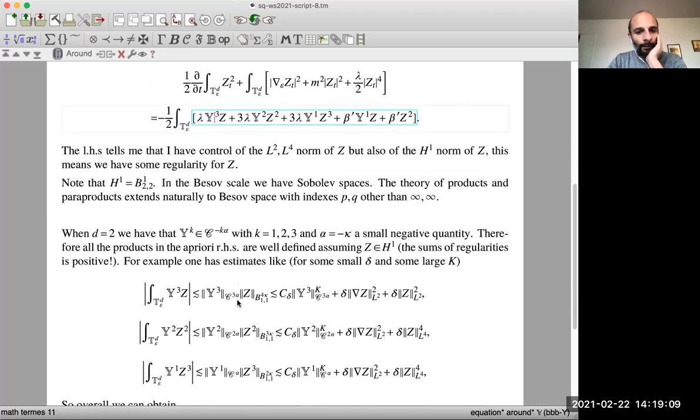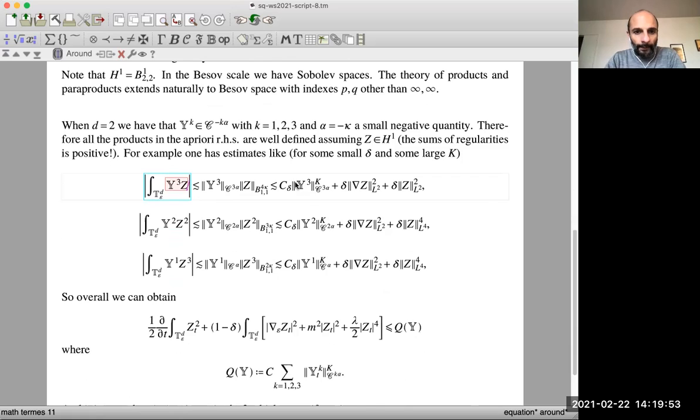And in 2 dimensions, it works because these objects are irregular, but remember in 2 dimensions, alpha is just a very small negative number. So these objects are distributions, but very regular distributions, in the sense that they have very small irregularity. And so for this duality to make sense, you just need from Z a bit of regularity, and then it's fine. Again, everything just makes sense. What I'm claiming is that the estimates I get do not depend on epsilon, as epsilon goes to 0.